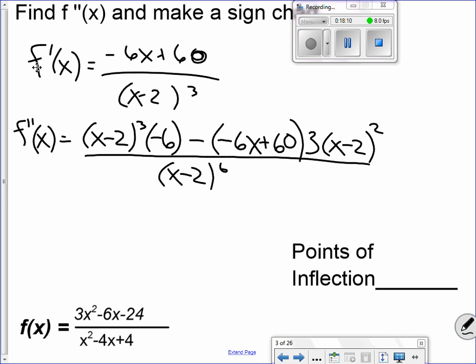Okay, now, again, because you want to find out where it's 0 or undefined, you've got to clean that numerator up. Yes? That's a great idea. And I'm going to rewrite this negative 6x plus 60 as negative 6 times x minus 10. All right, yeah, we're going to factor out. He got the right GCF to pull out. So it's a negative 6 times x minus 2 squared.